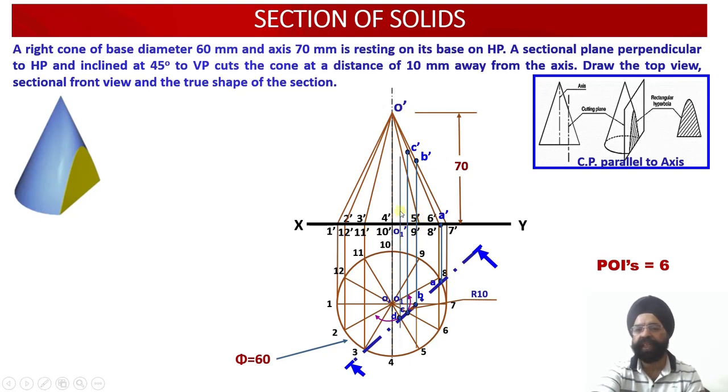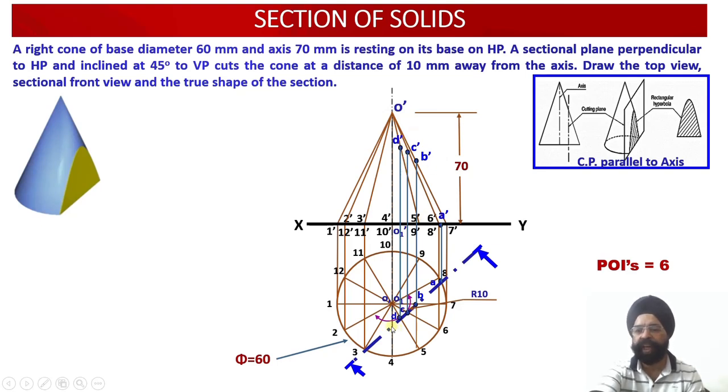So onto this projector, you see I have drawn a vertical projection line. Wherever this vertical projector line, which is drawn through point D, which is the POI in the top view, intersects the slant projector O dash 5 dash, I obtain the point D dash over here, right?